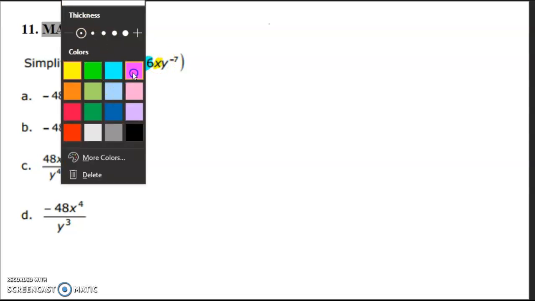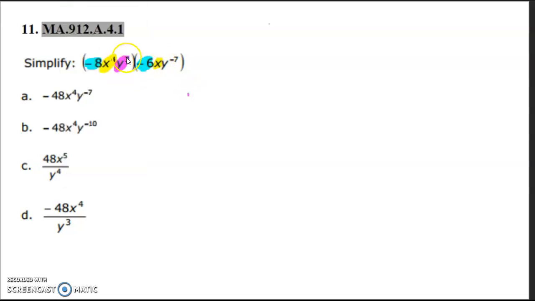Let me get a third color going on here. We have y to the 3rd and y to the negative 7th. So now that I've identified my like terms, let's go ahead and multiply them. Negative 8 times negative 6 is a positive 48. So all I did was I brought over the two blue terms.